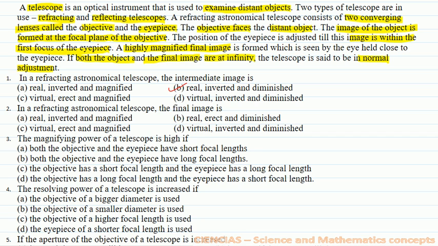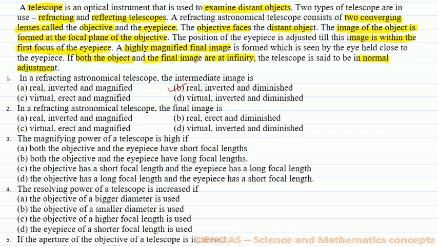Now question number 2, in refracting astronomical telescope, the final image is: option A, real, inverted and magnified; option B, real, erect and diminished; option C, virtual, erect and magnified; and option D, virtual, inverted and diminished.